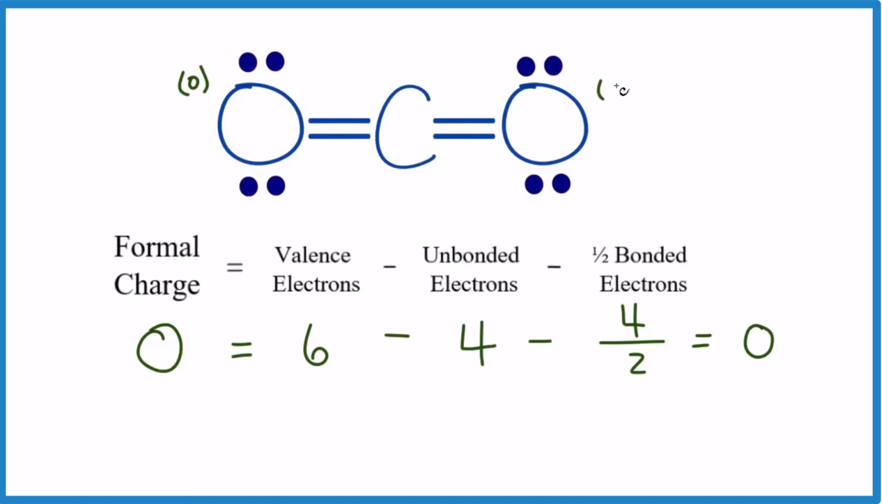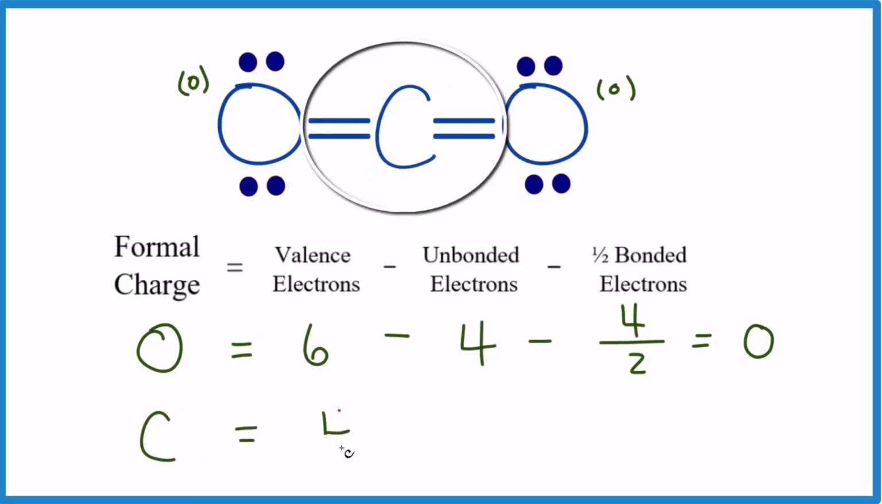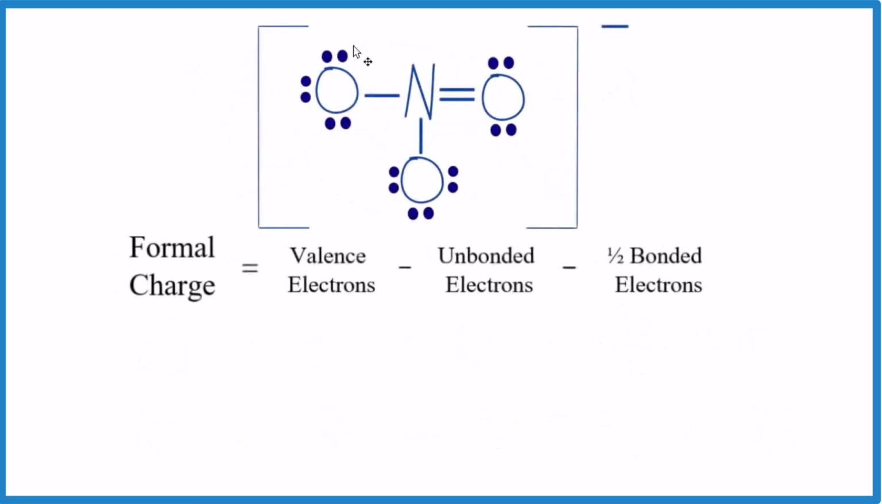We can do the same for this oxygen since it's symmetrical. It looks exactly the same. For the carbon here in the center, carbon has 4 valence electrons. Unbonded, there are none. All of the electrons are involved in these bonds with the oxygen. And then bonded electrons, we have 2, 4, 6, 8. So 8 divided by 2, and 4 minus 0 minus 4 is 0. So the formal charge on the central carbon is 0 as well.